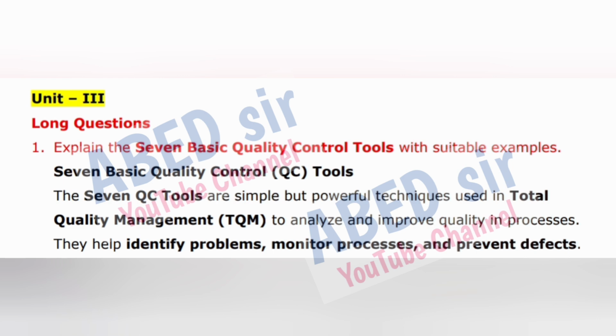The 7 QC tools are simple but powerful techniques used in total quality management (TQM) to analyze and improve quality in processes. They help identify problems, monitor processes, and prevent defects.